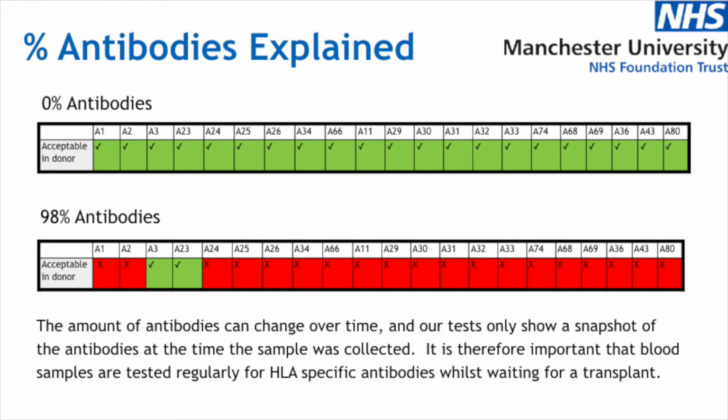Now, the amount of antibodies that you have or you produce changes over time. So anytime we get a sample from you, that will just be a snapshot of what your antibody profile is. And whilst you might say, I've not had any pregnancies, transfusions or transplants since I last sent you a sample, you can start producing more antibodies just because you've had a cold or you've reacted to a virus. So it's important that we get regular samples from you while you're on the transplant waiting list.